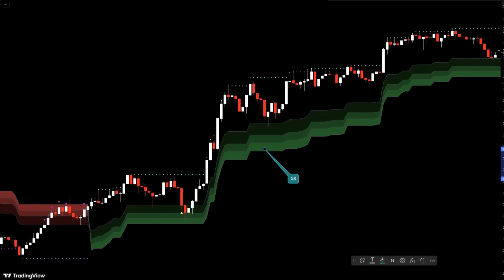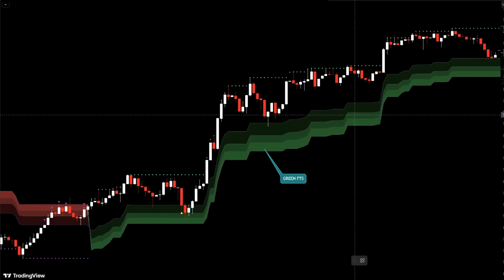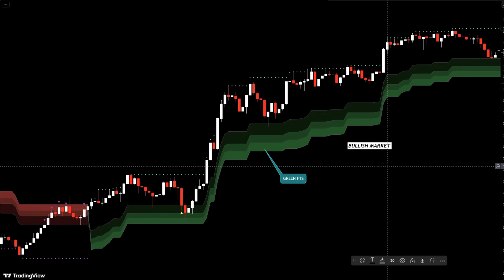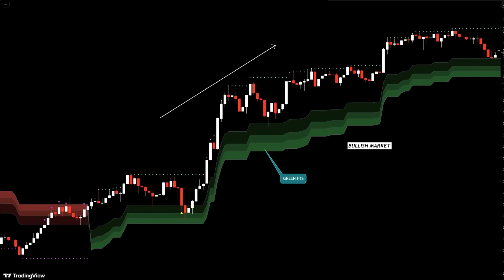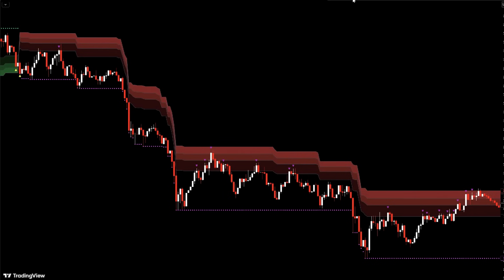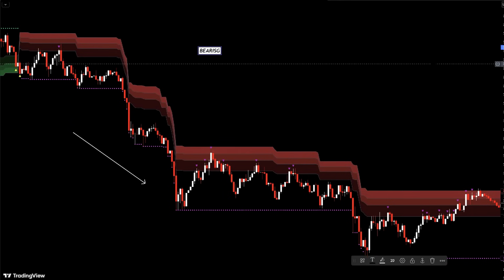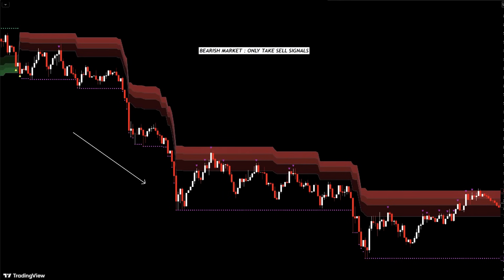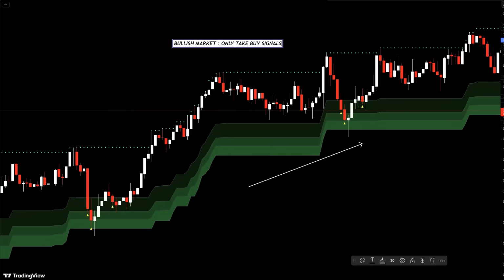Now, the color of the ribbon ties directly into the momentum. The green ribbon acting as support, that's confirmation you're in a bullish momentum phase. The red ribbon acting as resistance, that signals bearish momentum is in control. Now, listen up. The default settings on this indicator are okay, but for those faster charts like 1, 5 or 15-minute time frames, we can optimize it. It makes a real difference.